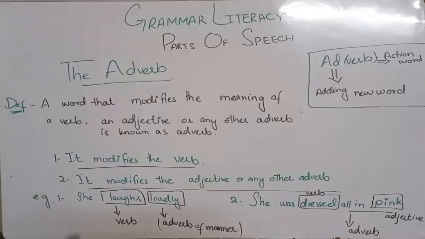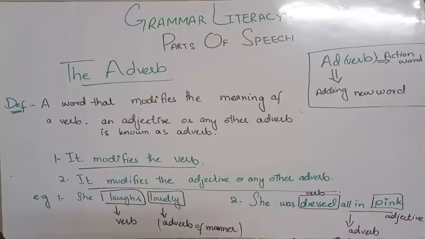It modifies the verb. She laughs loudly. Here laughs is the verb and loudly is the adverb of manner. Laughs is the verb, an action word, and loudly is the adverb of manner, telling what kind of laughing she is having. Loud, slow, quite a simple one, smiling. So here it is loud, so we are telling about the manner.